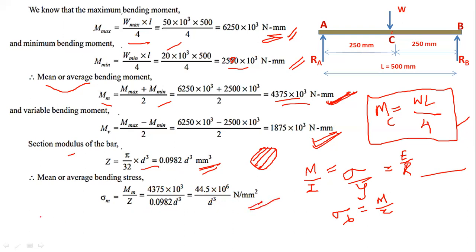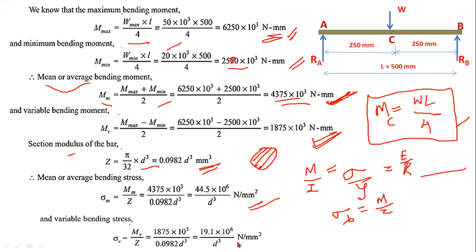In similar way, variable bending stress sigma v equal to variable bending moment divided by section modulus. So 1875 into 10 power 3 is the variable bending moment divided by section modulus equal to 19.1 into 10 power 6 by d cube. Okay, this is the value of variable stress. This is the answer for mean stress.